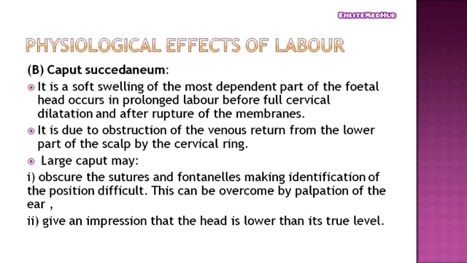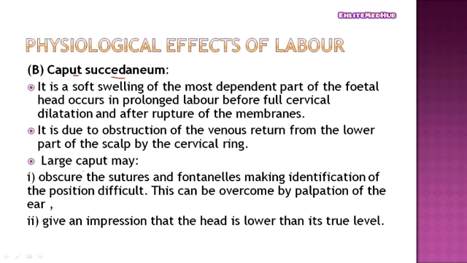So another effect of labor on the fetus is caput succedaneum. It is a soft swelling of the most dependent part of the fetal head. It occurs in prolonged labor, before cervical dilatation, and after rupture of the membranes. It is due to obstruction of the venous return from the lower parts of the scalp by the cervical ring.